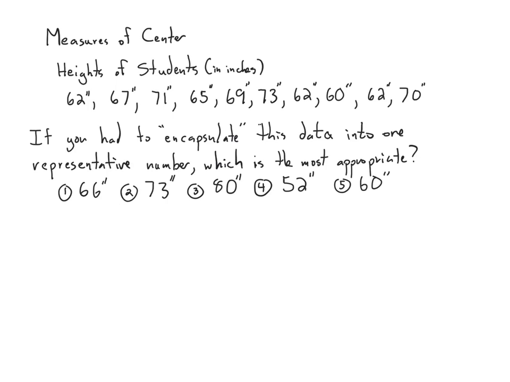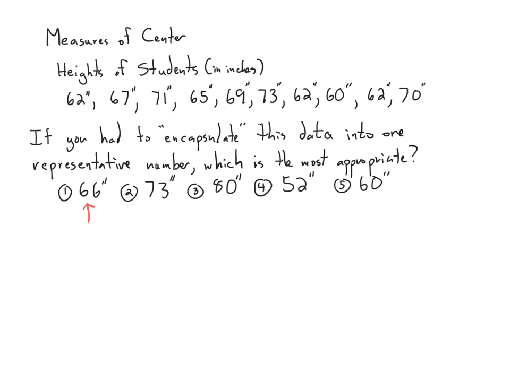Okay, so I feel like the vast majority of you would choose 66 inches for height as the representative number. And the reason is, well, let's talk about the ones that in no way represent the data. If you look at this, these data points go between 60 inches and at largest 73. Numbers like 80 and 52, they're way outside our data set.